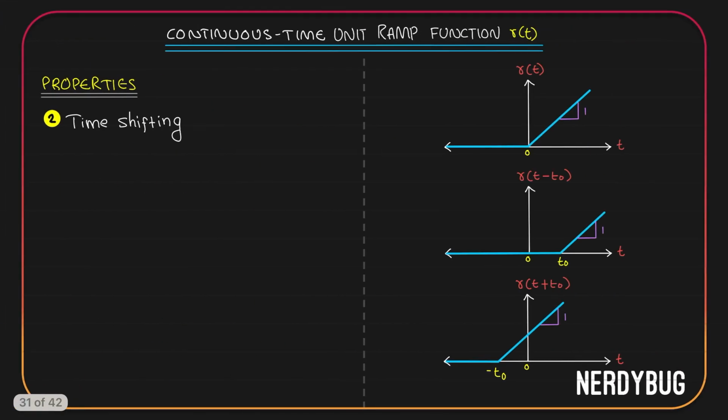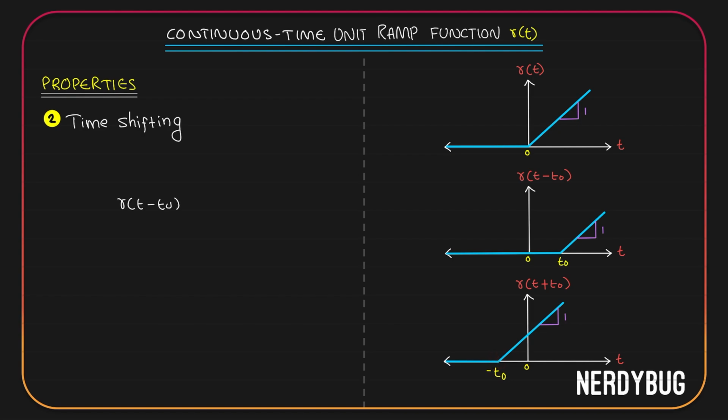The next property is time shifting. In r of t, the gradual increase starts at 0. If I take r of t minus t naught, it starts at t naught. And if I take r of t plus t naught, it starts at minus t naught. Mathematically, we can write it like this.